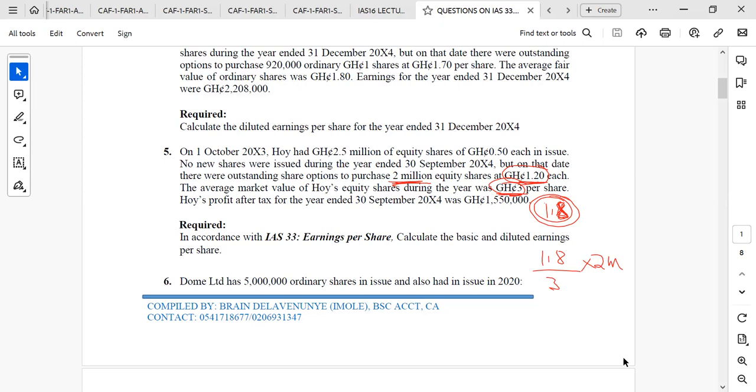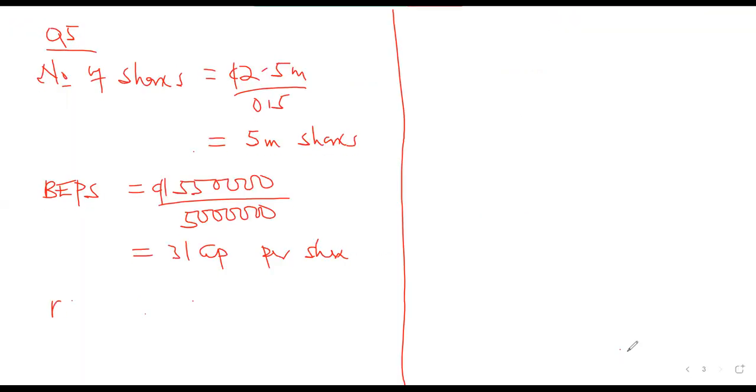So let's calculate that and see. The bonus on the option will be 1.8 divided by 3 multiplied by the 2 million shares. So you just ask yourself, how much are they buying? What is the difference between the market value and that? You use that value over the market value multiplied by the option. So that will be 1.8 divided by 3 multiplied by 2 million. I'm having 1.2 million. Confirm.